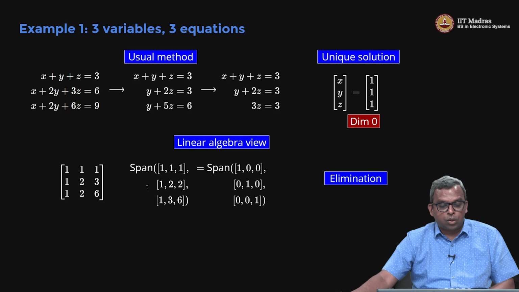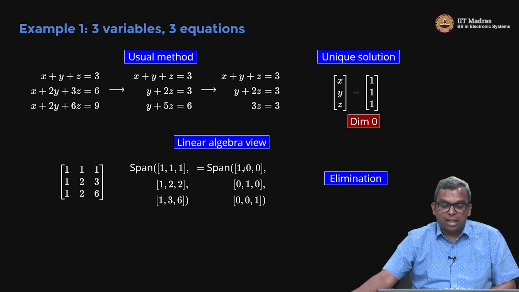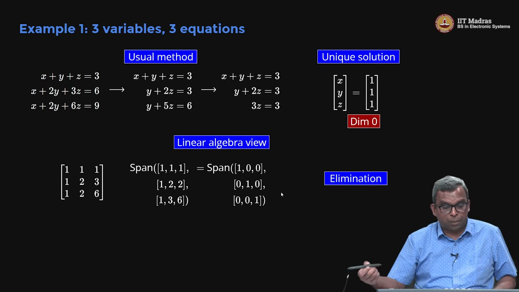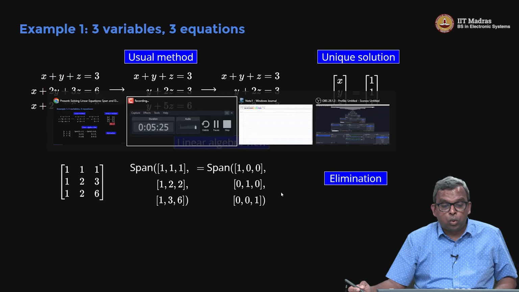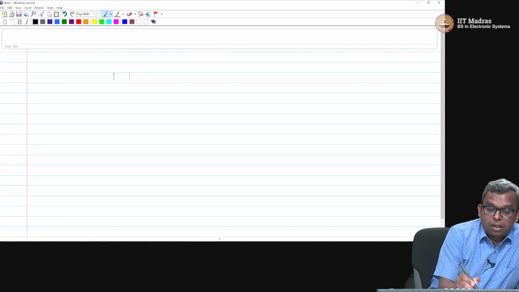Okay, so if you do elimination the way we described it here, you will end up with a basis which is 1, 0, 0, 0, 1, 0, 0, 0, 1. This is the first time we're doing this in this example. I'm going to show it to you in some detail, but later on I may not show all this detail. So 1, 1, 1, 1, 2, 2, 1, 3, 6, right? So that's the vectors that I have.